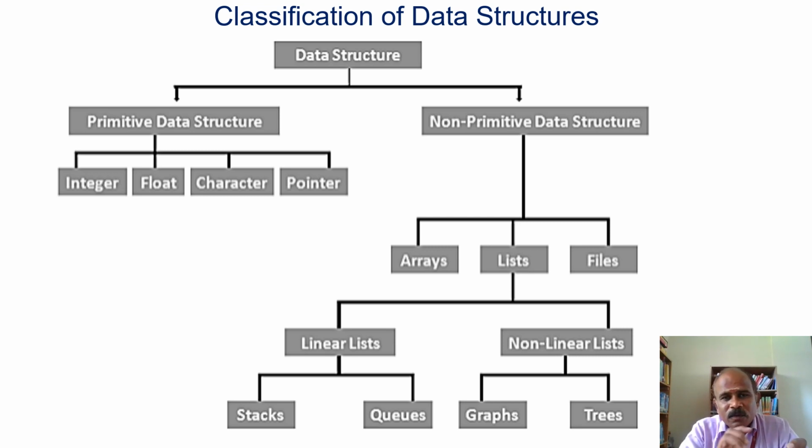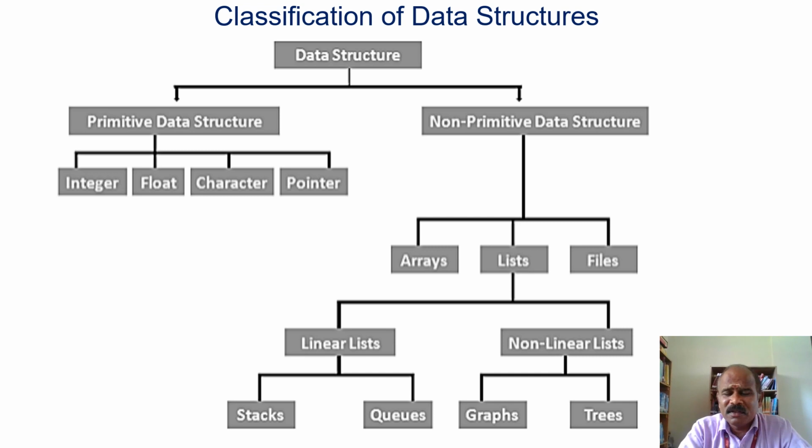The integer value, if you write 5, then it is a primitive data structure. If you write 5.10, then it is a float. Then if you simply say A, B, C characters, then they are primitive data structures. So all these come under primitive data structures. All these primitive data structures are collected together to form non-primitive data structures. The most familiar one, which you have experienced a lot in your previous programming classes, arrays.